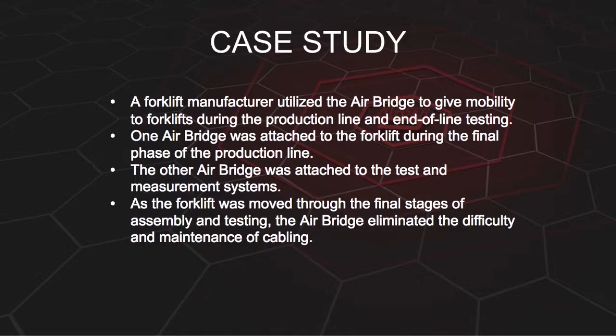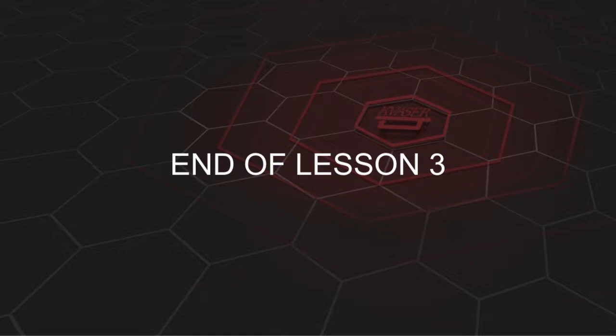In the third and final case study, a forklift manufacturer utilized the AirBridge to give mobility to forklifts during the production line and end-of-line testing. One AirBridge was attached to the forklift during the final phase of the production line. The other AirBridge was attached to the test and measurement systems. As the forklift was moved through the final stages of assembly and testing, the AirBridge eliminated the difficulty and maintenance of cabling. This is the end of Lesson 3.